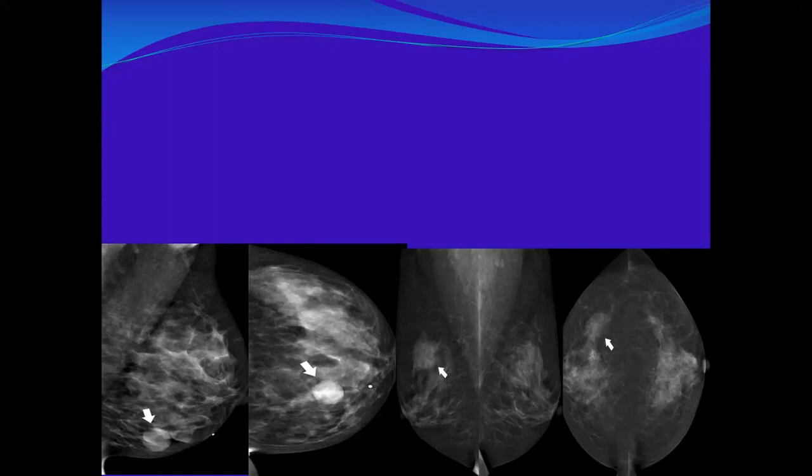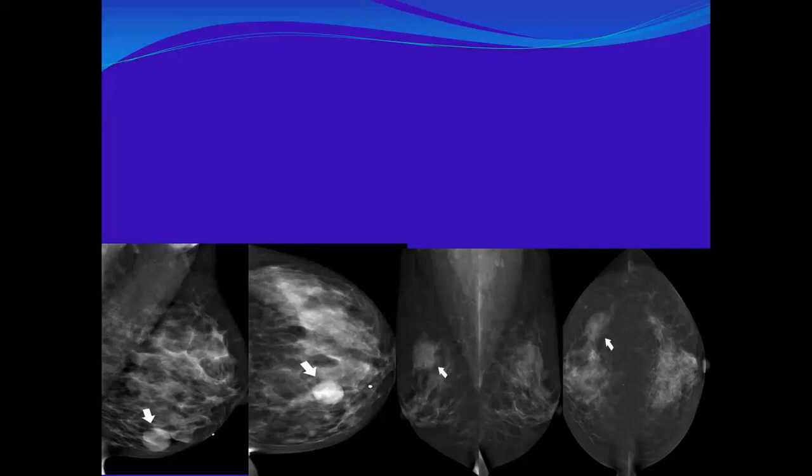Assalamu alaikum. Wa alaikum assalam. The first two images on the left side are the mass, and the two on the right side represent asymmetry. Why is it an asymmetry? Because it does not maintain its shape on craniocaudal. The shape on the mediolateral oblique does not maintain its shape on the craniocaudal view.